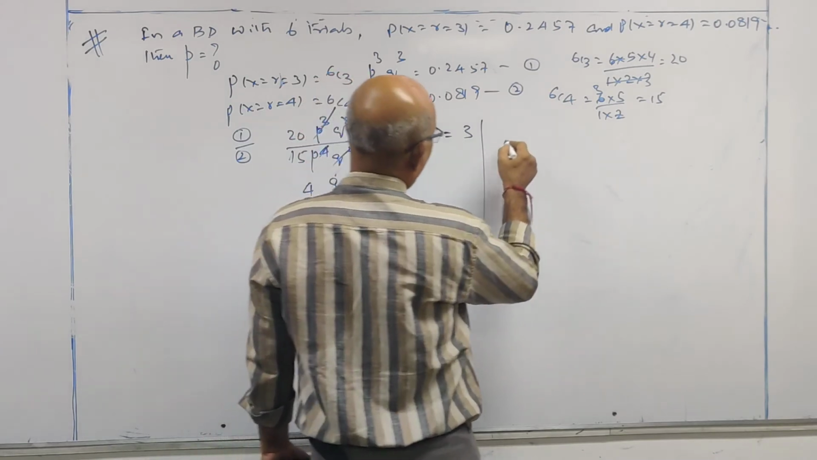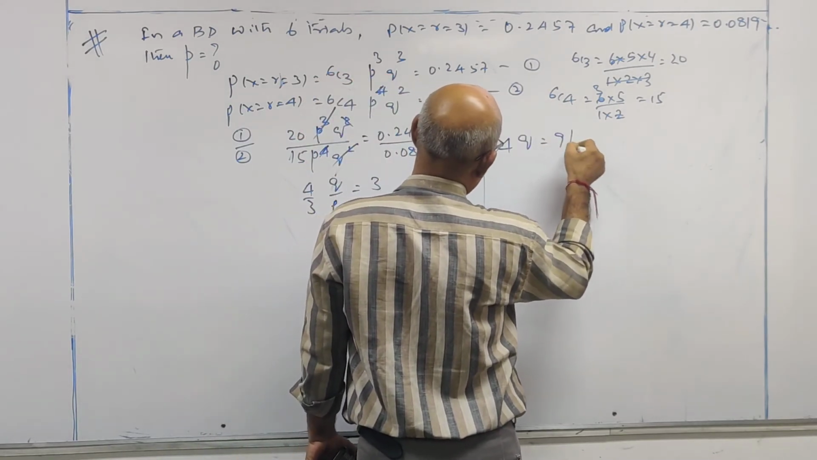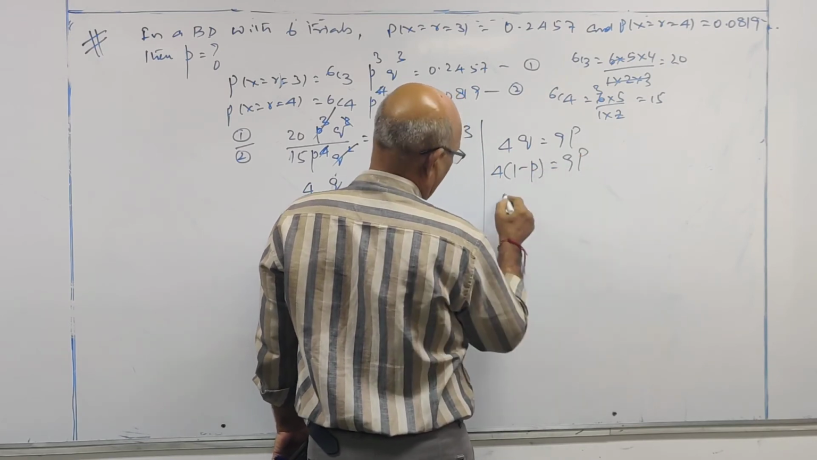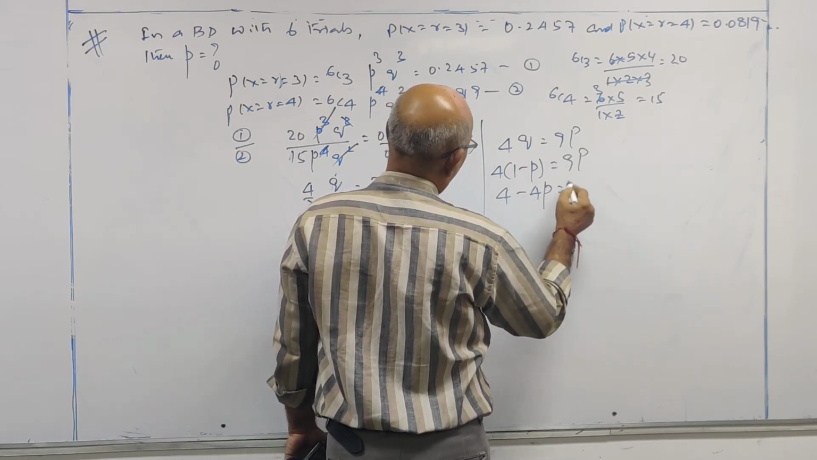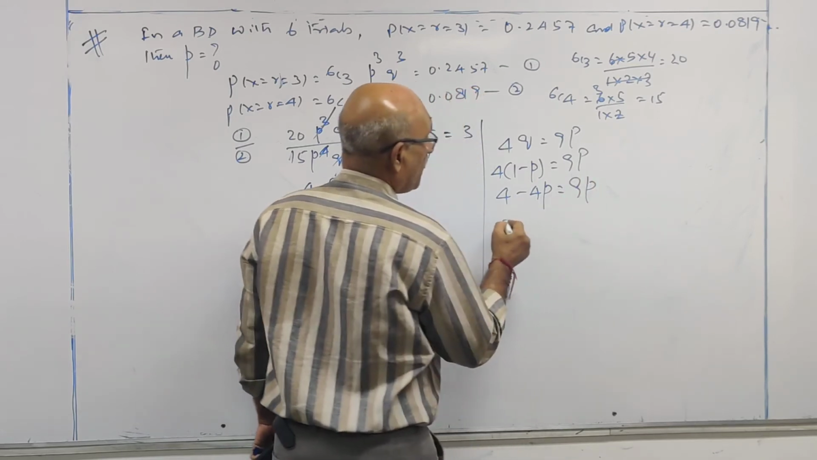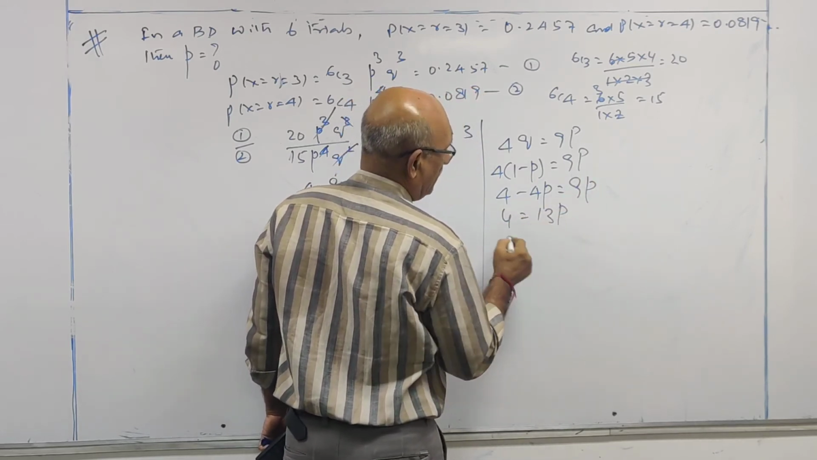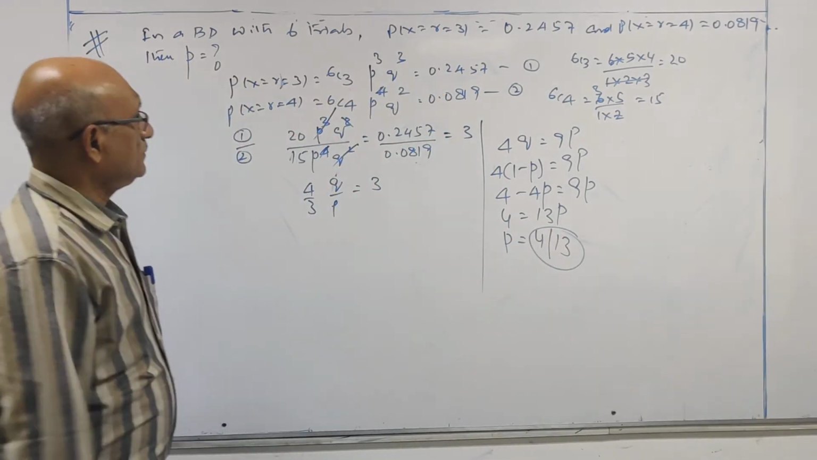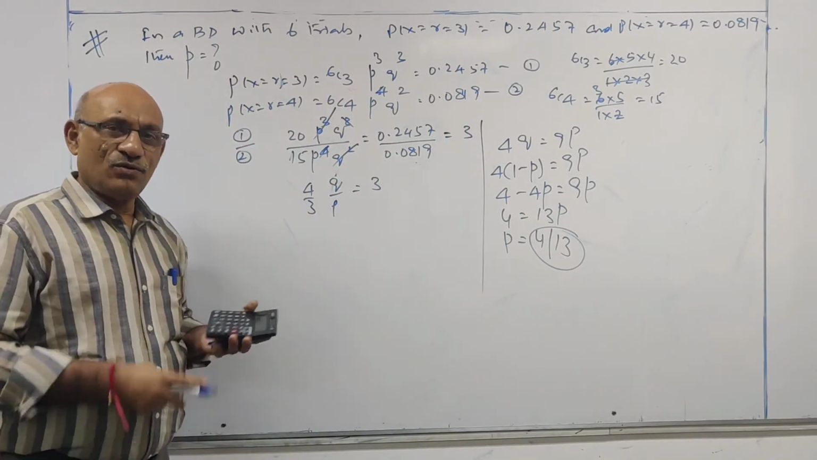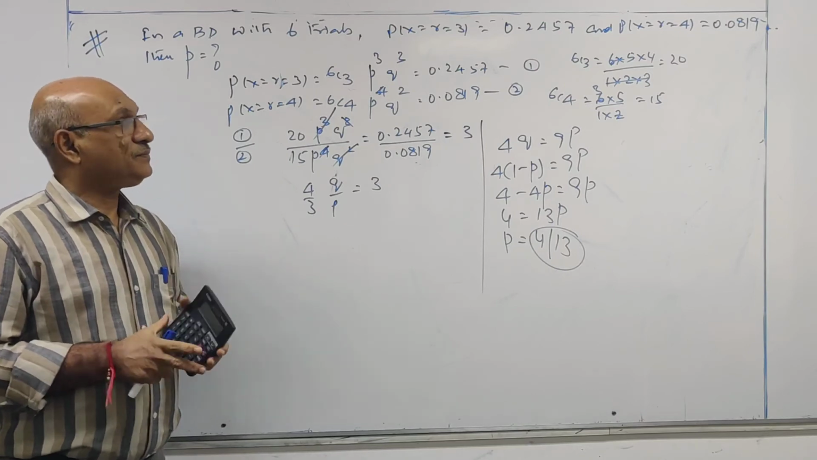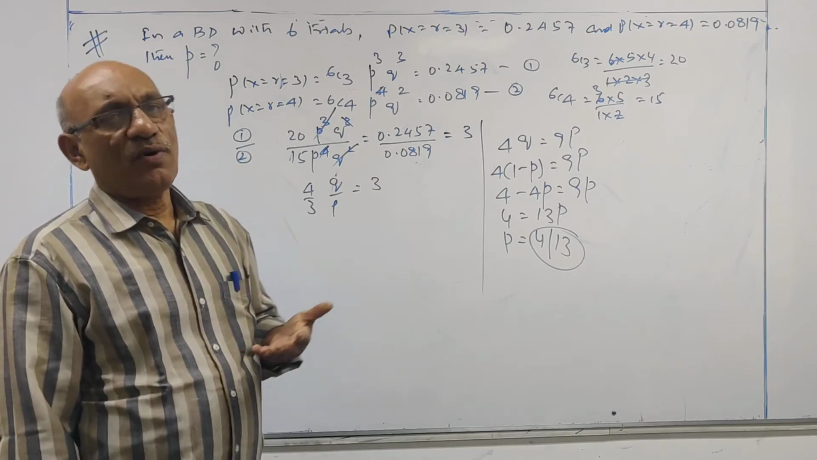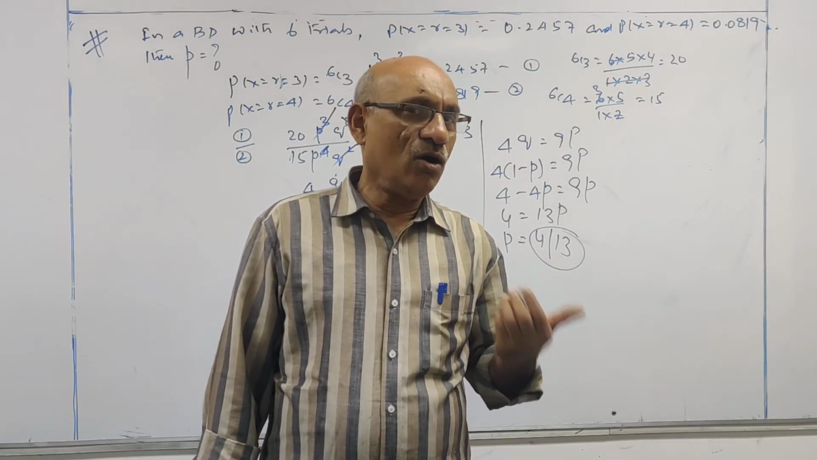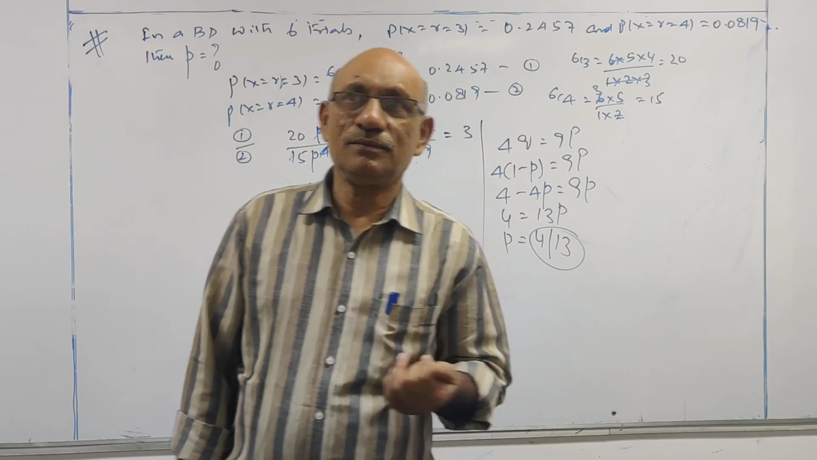So 4q is equal to 9p. 4 into 1 minus p is equal to 9p. 4 minus 4p is equal to 9p. 4 is equal to 13p. p is equal to 4 by 13. This was asked in the exam also in CPT. Everything depends upon your calculations, how you are using your calculator and how you are thinking about the question.